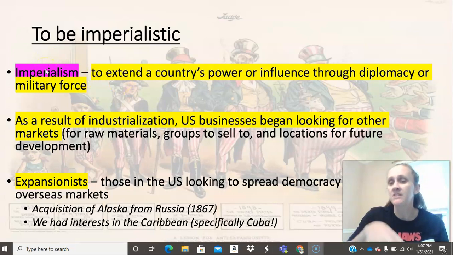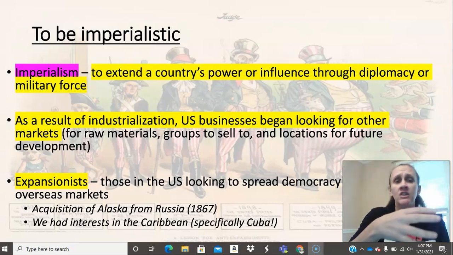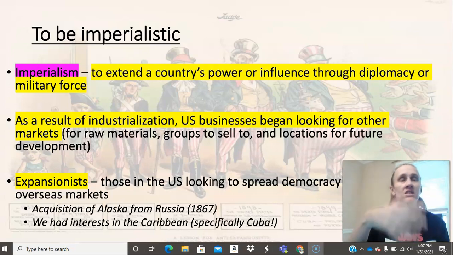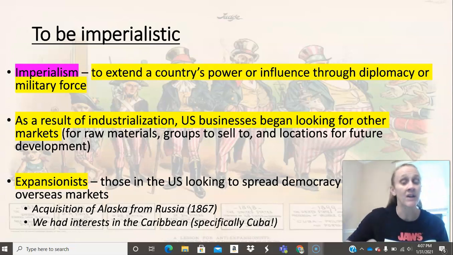So the term imperialism is where we need to start, and basically that term means how you extend your country's power or influence over other countries through diplomacy or military force. So you learned this in world history. You talked about the Opium Wars, the Boxer Rebellion, the Indian Revolt, how the British and the French and the German and the Italians and the Spanish and the Portuguese went all over the globe and took over other nations, sometimes by force, sometimes just by talking and convincing them to allow them to take over, okay?